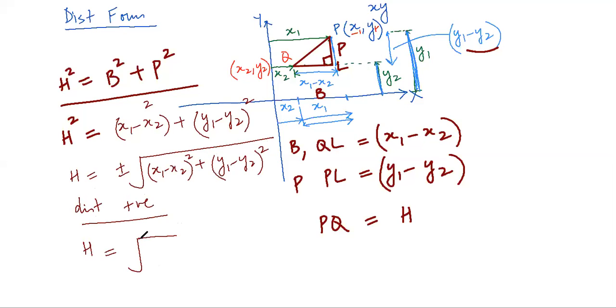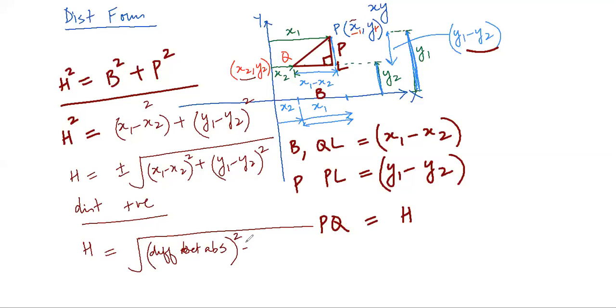Now students, just see, what is x1 minus x2? x1 is the abscissa of point P, x2 being the abscissa of point Q. So x1 minus x2 can be considered as the difference between the abscissa of 2 points.